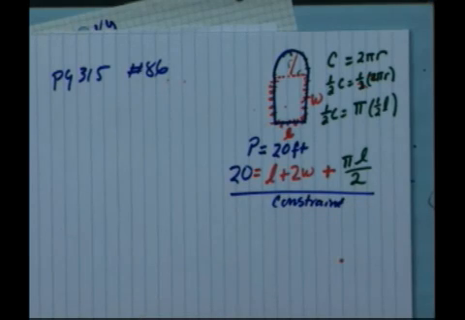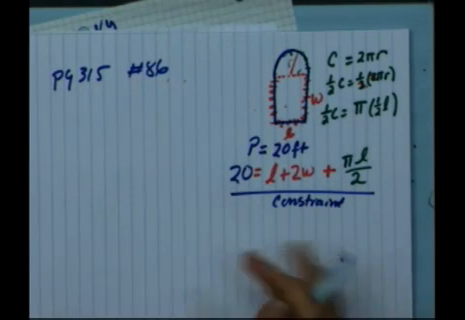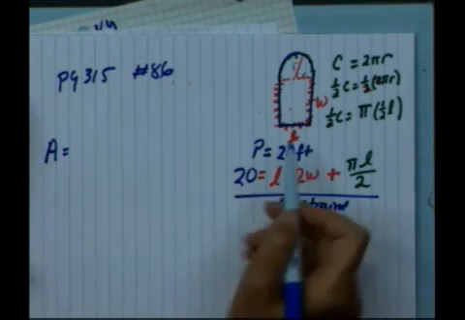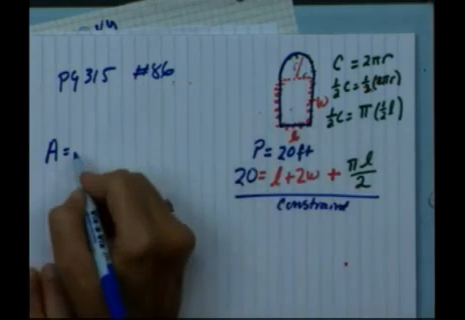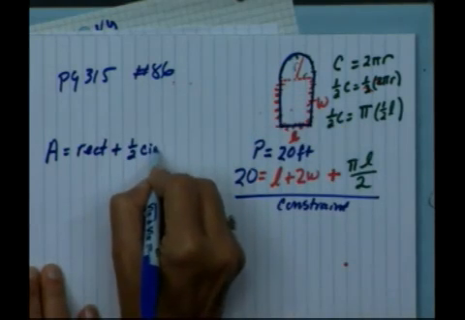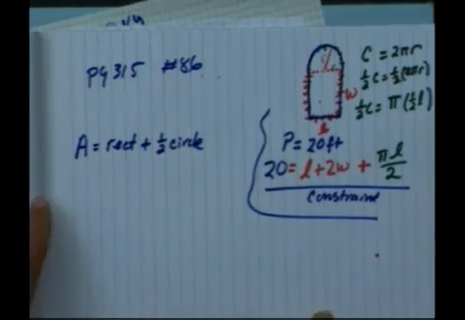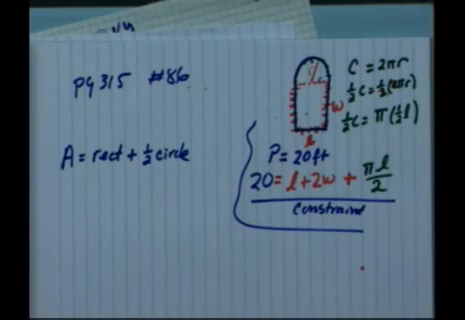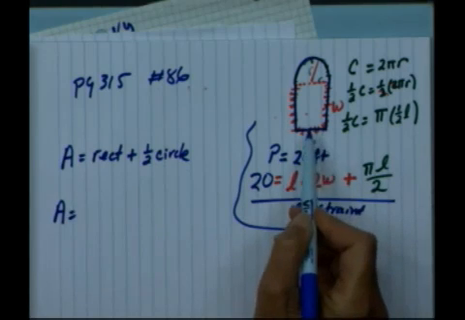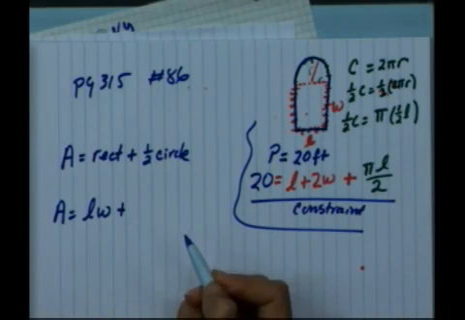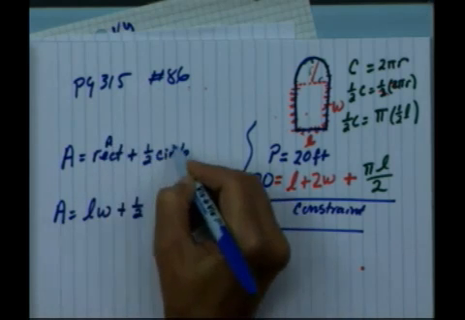It's my constraint because I can only use 20 feet of fencing around this. Now, what is it that I'm really trying to maximize according to the problem? The area of this thing. So I've got the area of a rectangle plus the area of a half circle. Remember, if we put it in words first, that will help us out. So area equals, okay, what's the area of my rectangle? Length times width.